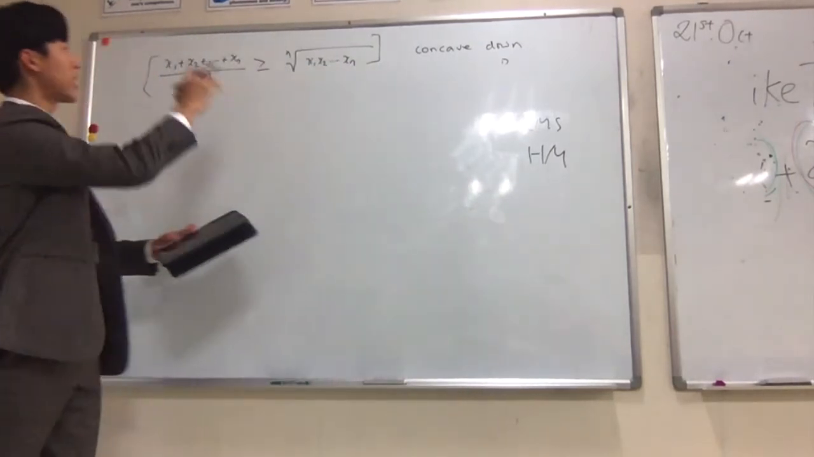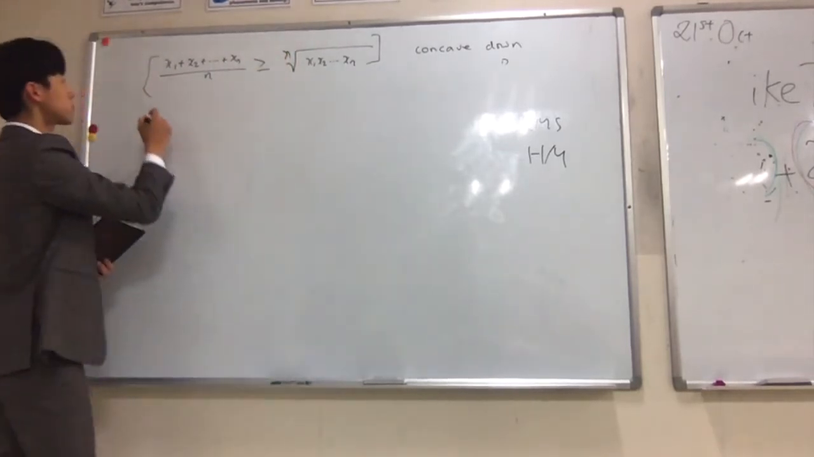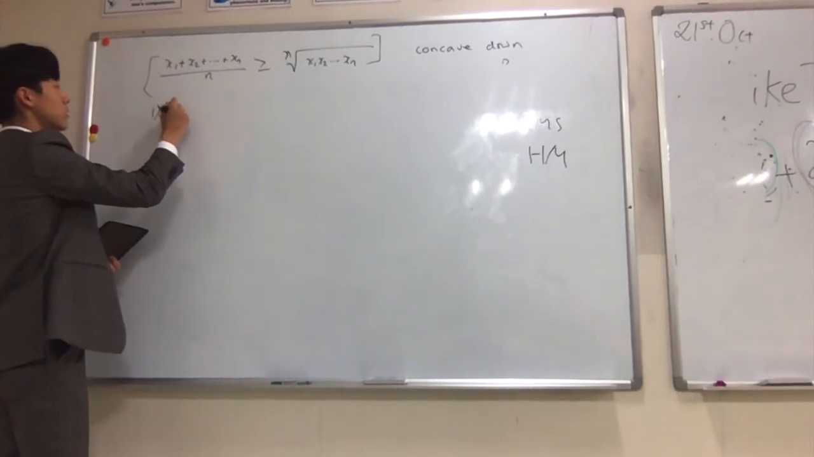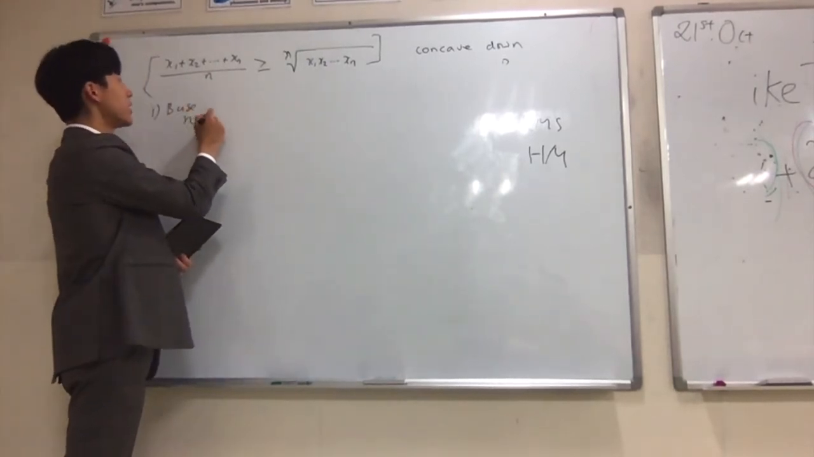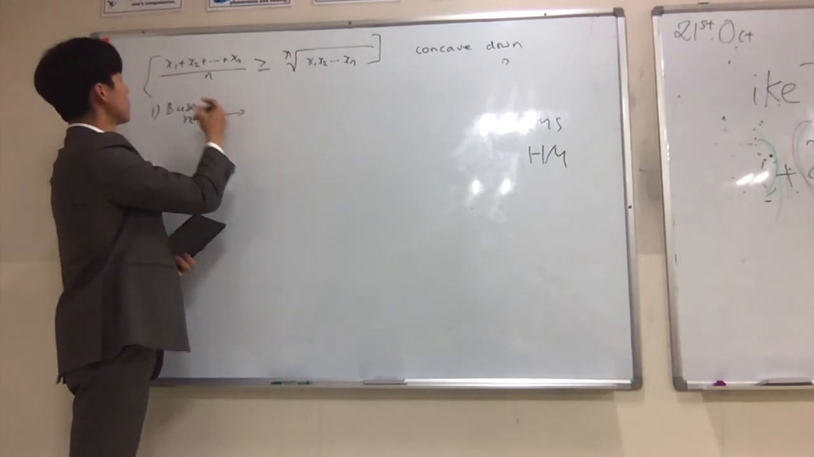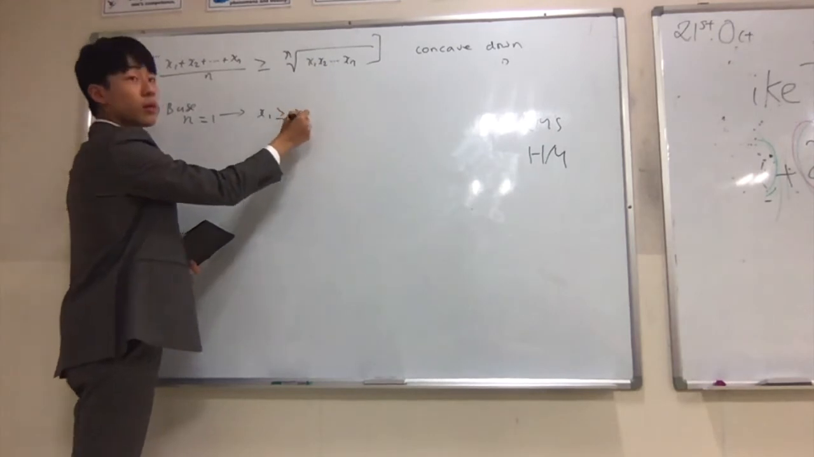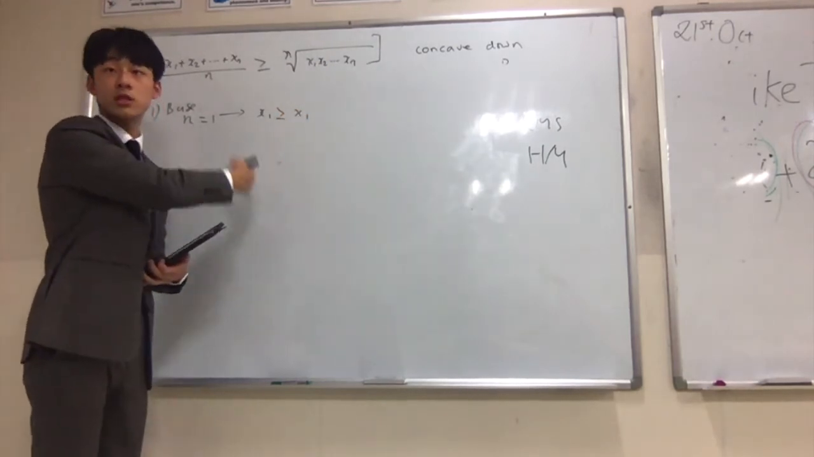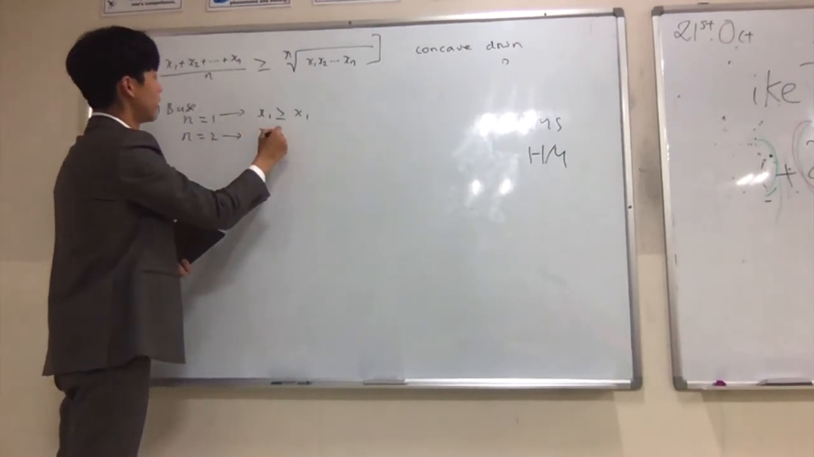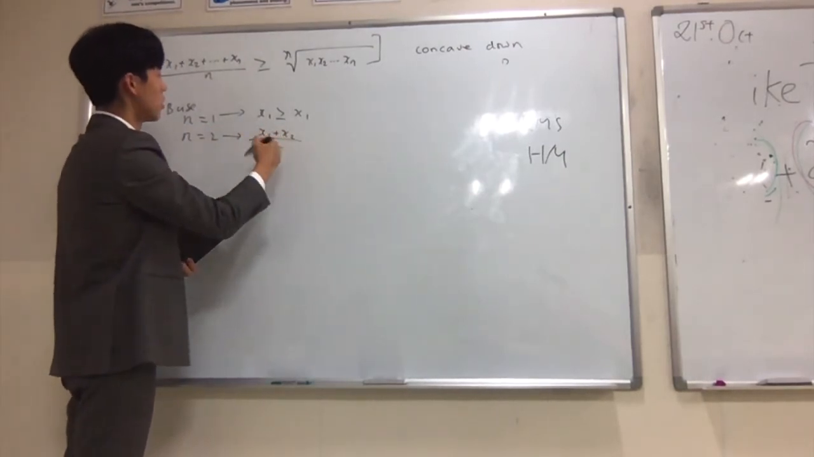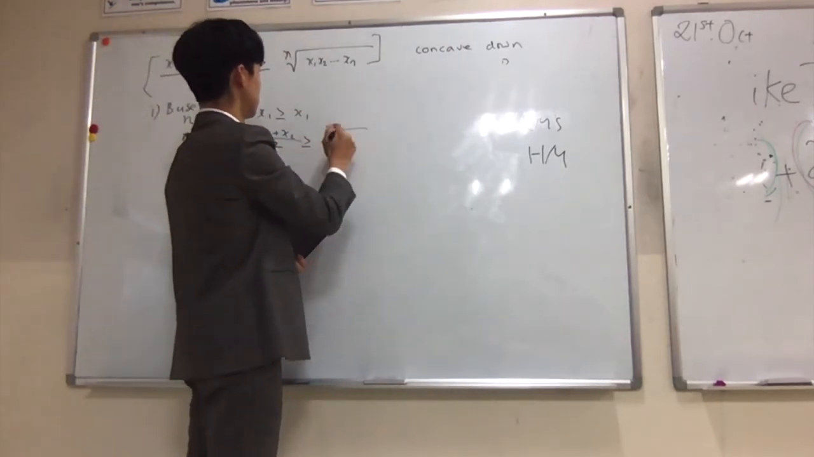So we're going to use that in order to prove this claim right here. So first, base case. Let's consider when n equals 1. When n equals 1, we have x1 is greater or equal than x1, and therefore this holds true. This is really trivial.